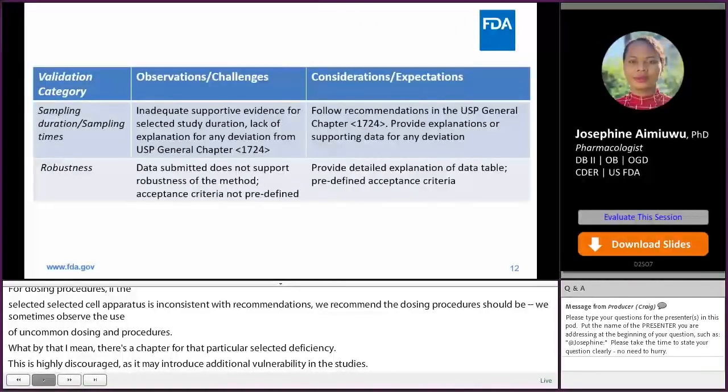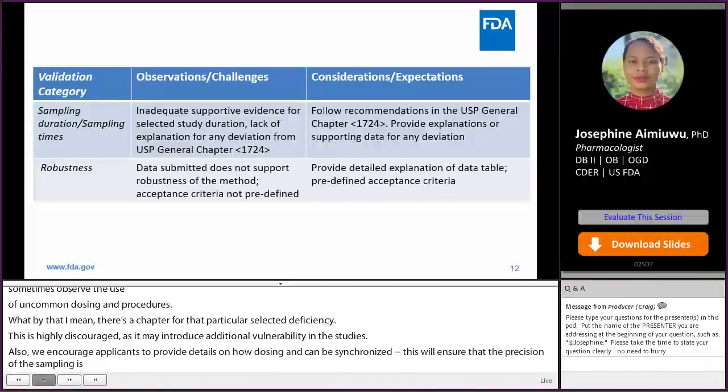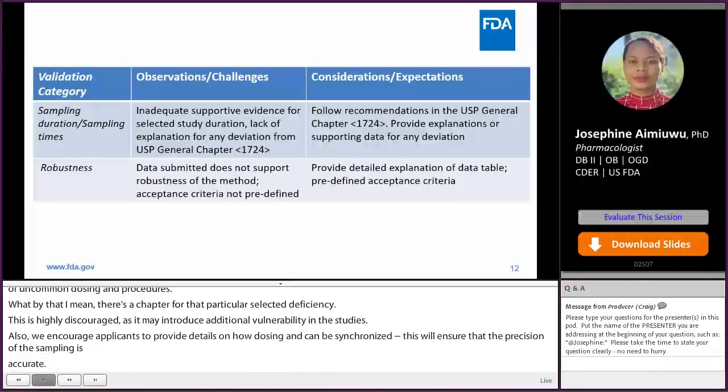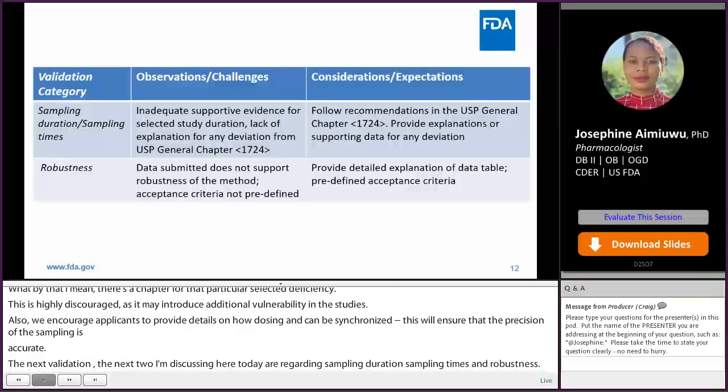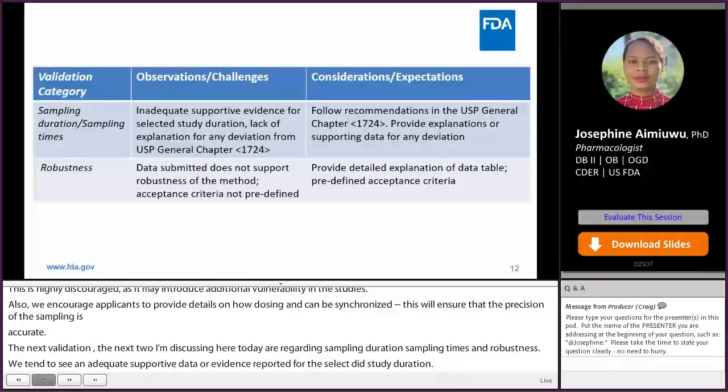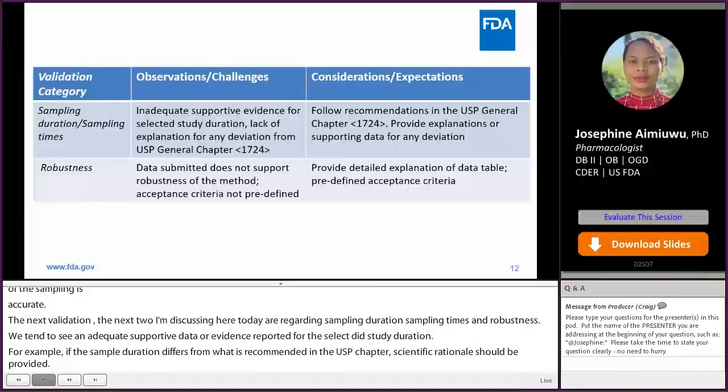The next 2 items I'm discussing here today are regarding sampling duration, sampling times, and robustness. We tend to see inadequate supportive data or evidence reported for the selection of study duration or sampling times. For example, if the sample duration differs from what is recommended in the USP chapter 1724, scientific rationale should be provided. However, it is worth noting that an optimized IVRT method should have study duration that can appropriately capture the steady-state release rate for both the test and reference products, for example, between 4 to 6 hours.